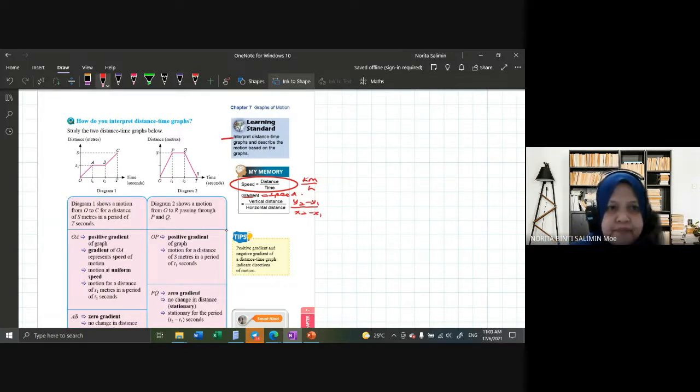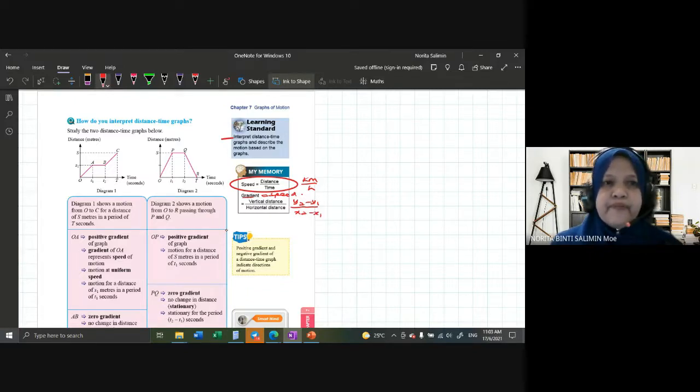Let's say this is a motion for graph number 1, showing the motion from O to C for a distance of S meter in the period of T second. O to C. Look at here. When the S is increased, T also increases. That means from 0 to T1, the distance is increased. From O to A, the distance is increased.